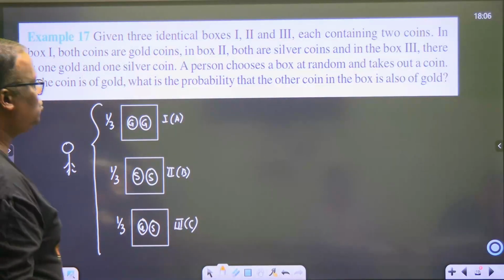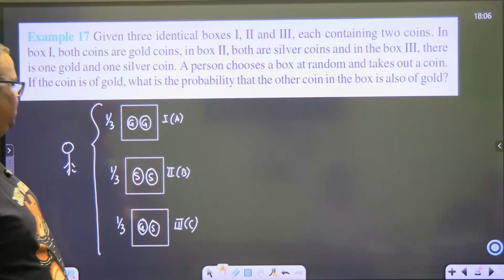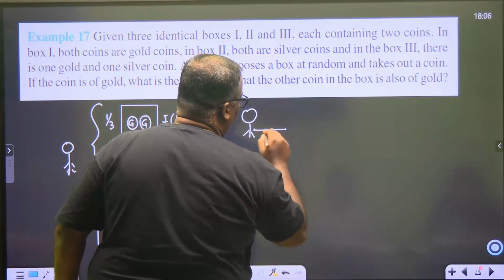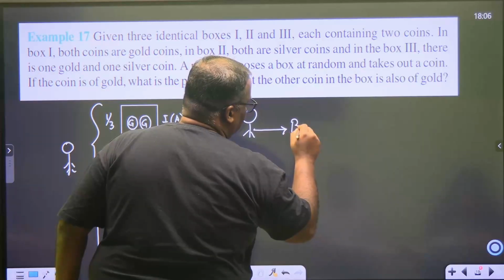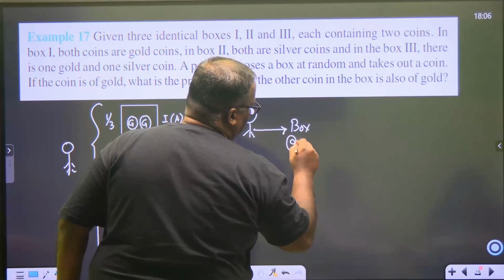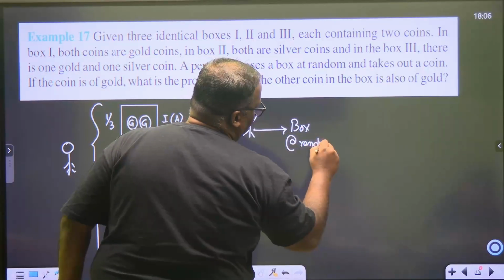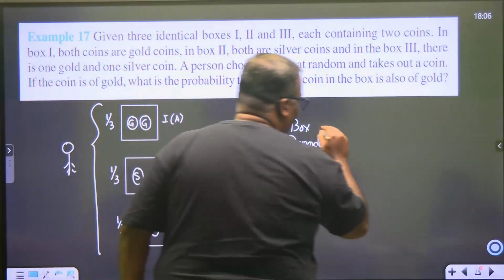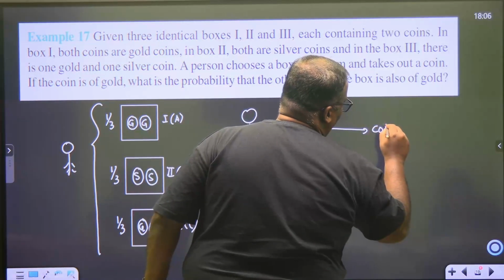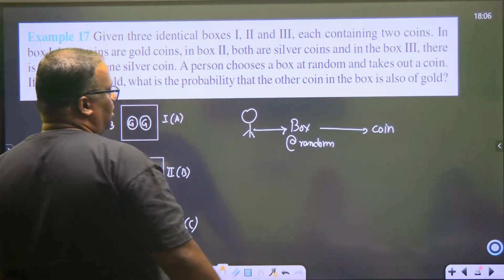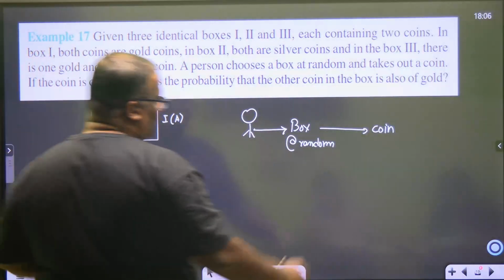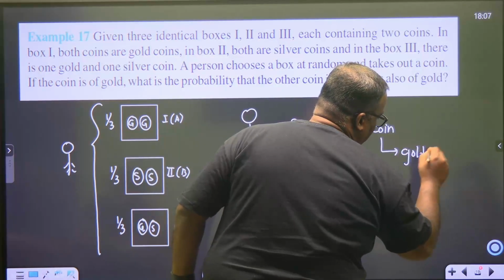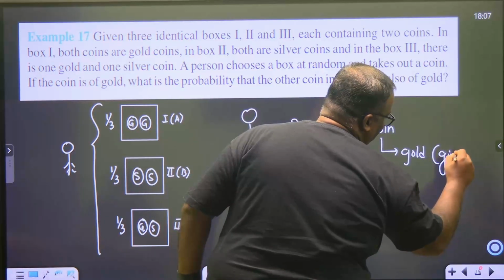A person chooses a box at random. That means the problem is something like this. Person goes and first chooses the box at random. Okay, child? And then takes out 1 coin. If the coin is gold, this coin came out gold. Means this is your given incident.